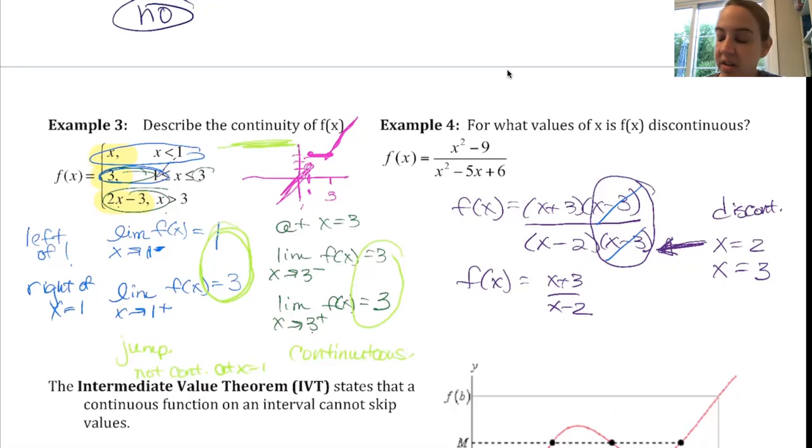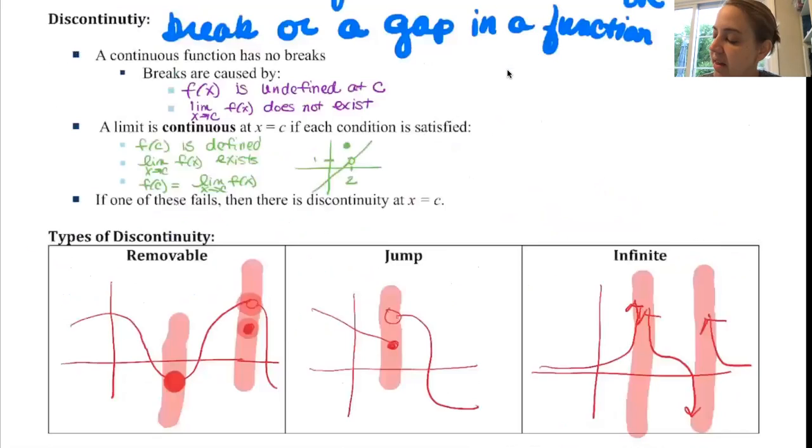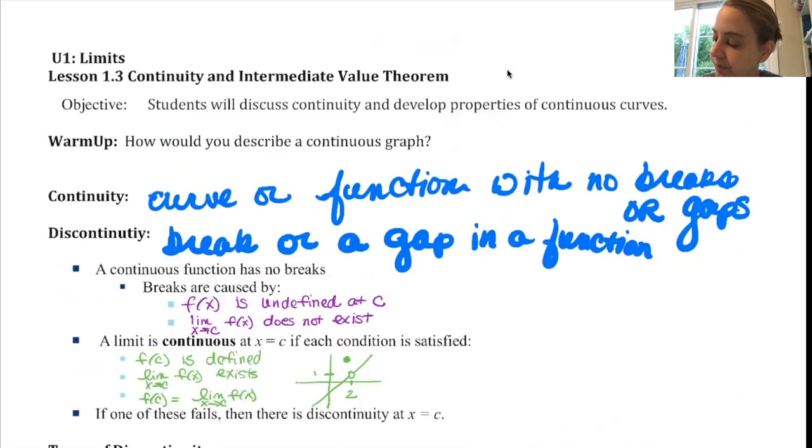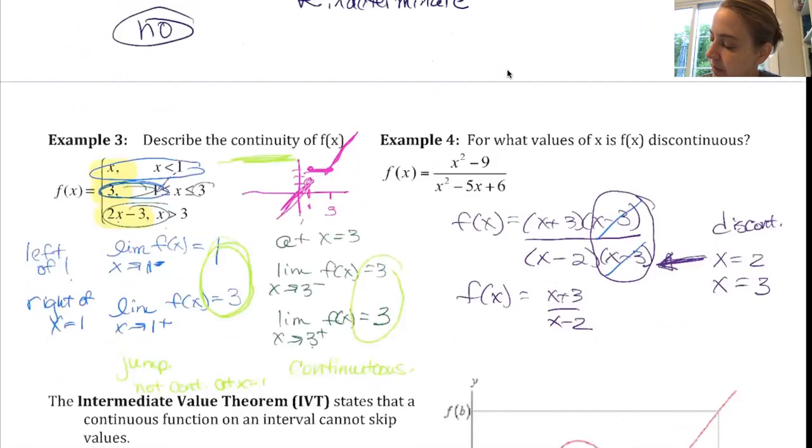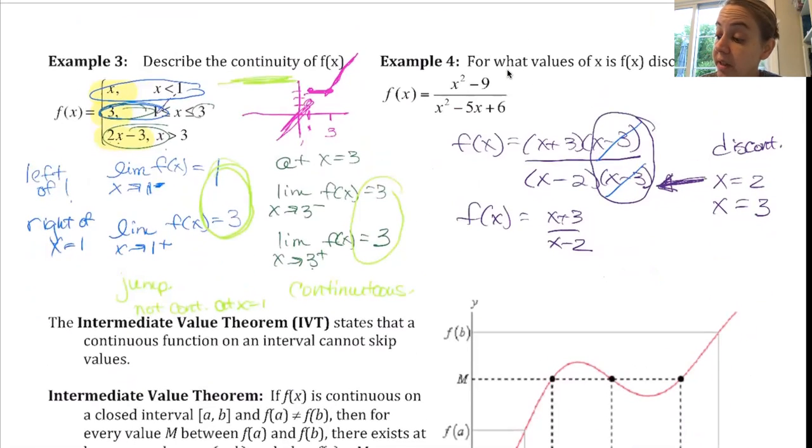Numerator doesn't matter, just the denominator. The numerator matters only in that you want to see where it cancels. So see how the x minus 3 canceled out? That makes it a removable discontinuity. You literally removed it from the problem. So x equals 3 is a removable discontinuity.